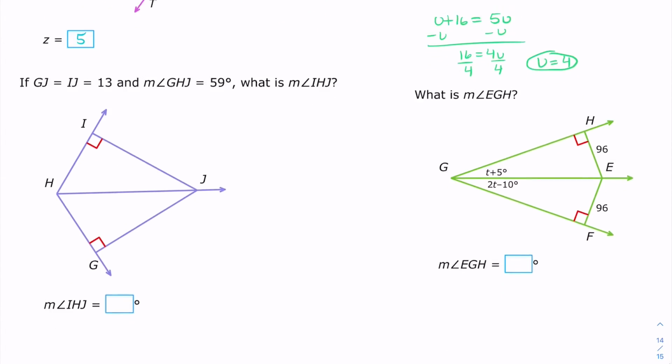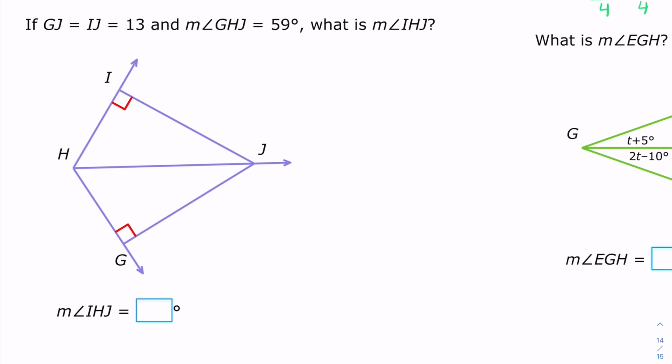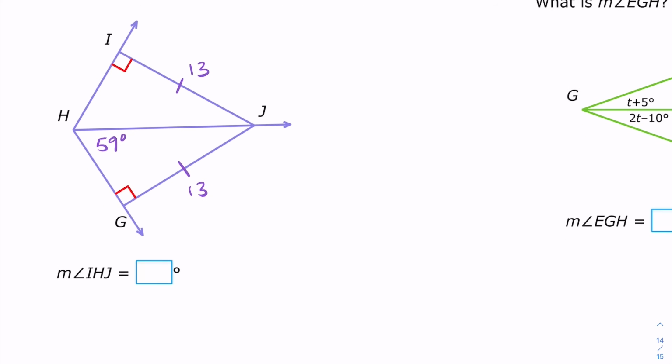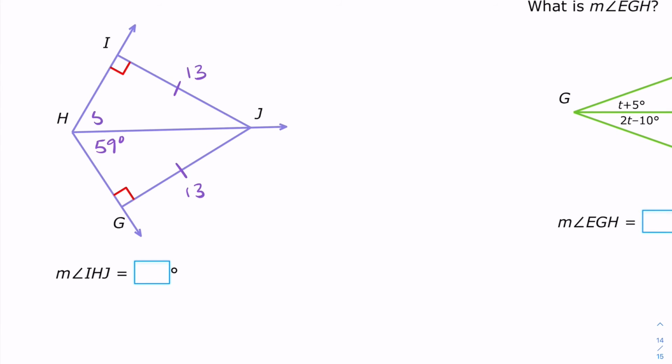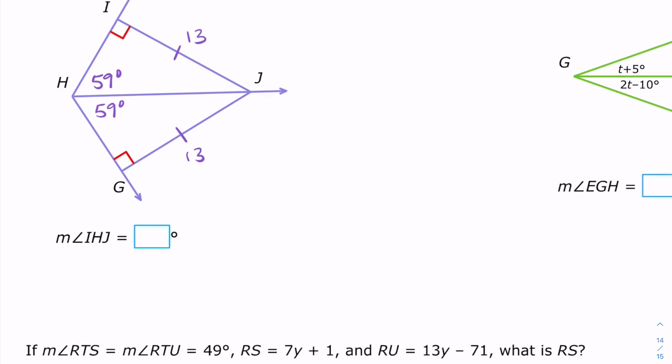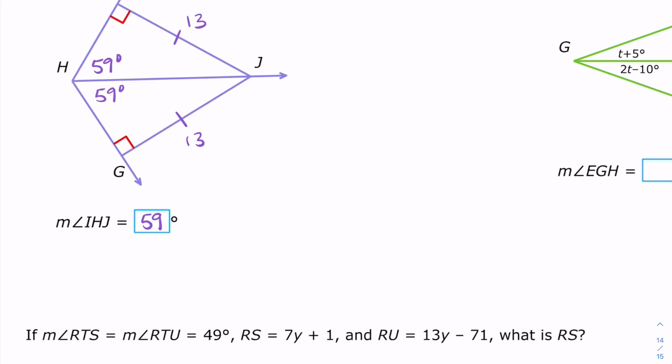All right. Next one. We have if GJ is 13 and IJ is 13. And GHJ is 59 degrees. What is the measure of IHJ? Well, that's going to be 59 degrees as well. And the answer to that is IHJ. This one was pretty easy. It's 59 degrees.